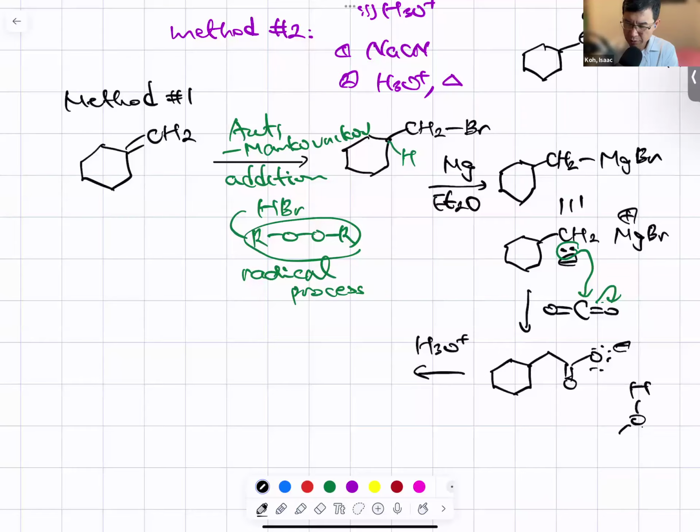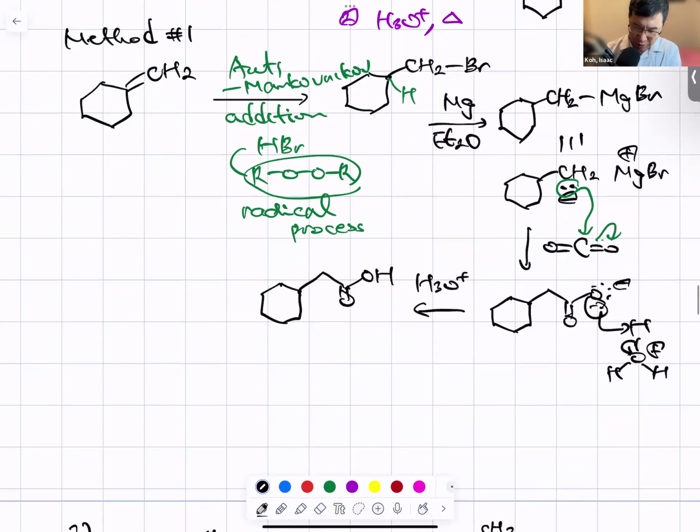And then finally, acidic workup. With the acid, the carboxylate will be protonated, the proton moving to this oxygen, forming the final product. Good job. All right, now let's try method 2.